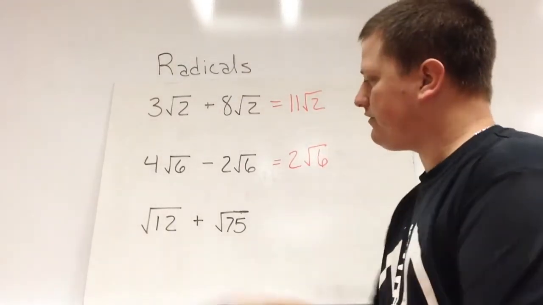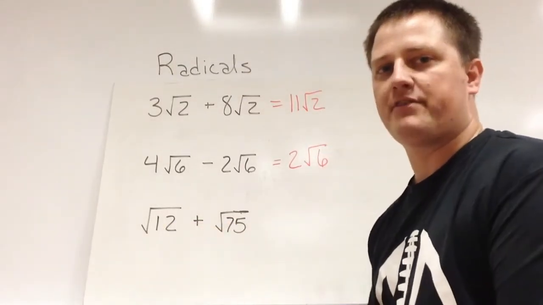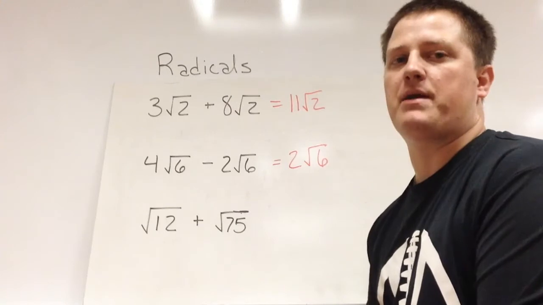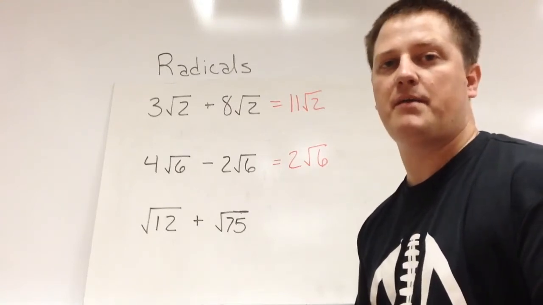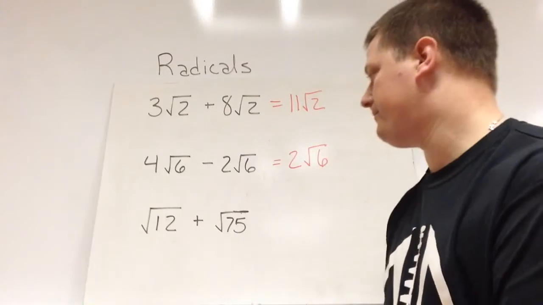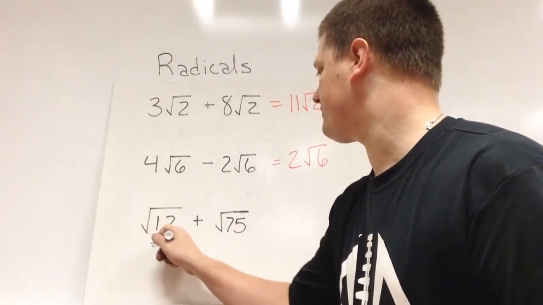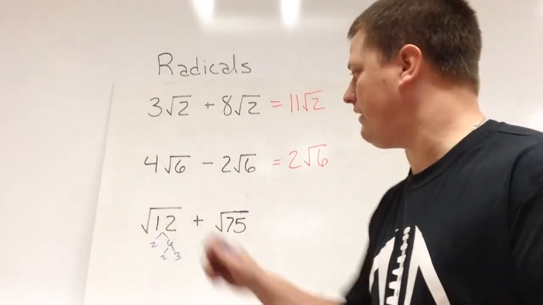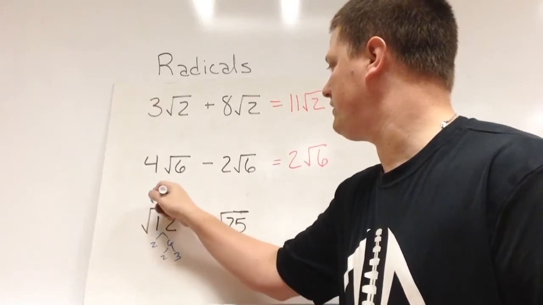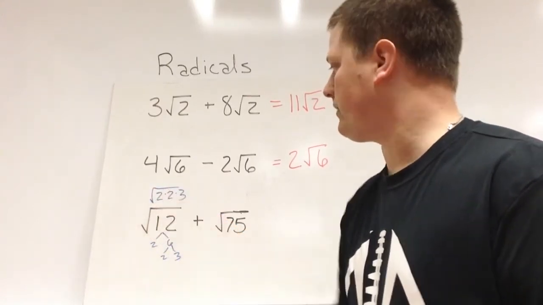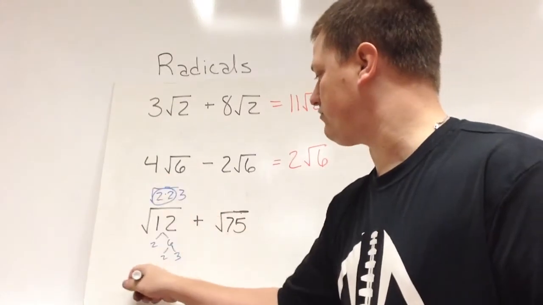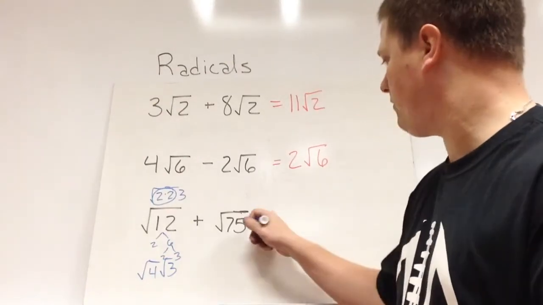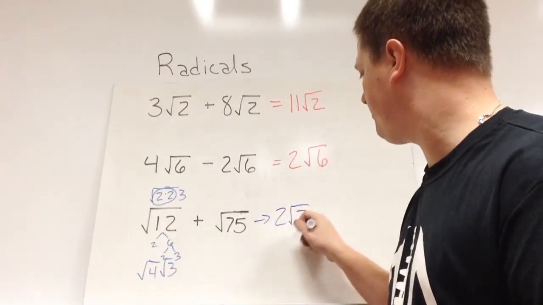Notice these two radicals are not the same, so what we have to do is write them in their simplified versions, and then if they have the same radical, we can add them. If they don't have the same radical, we just write them the way they are. So the square root of 12 is really the square root of 2 times 2 times 3. 2 and 2 give me the square root of 4 times the square root of 3. So that looks like we're going to have 2 square root of 3.